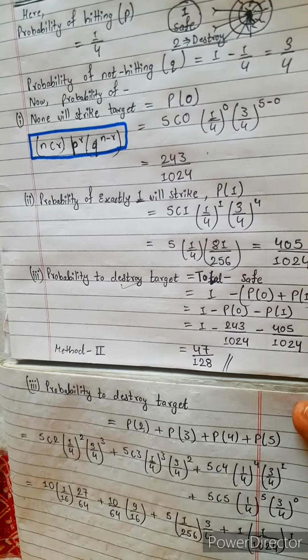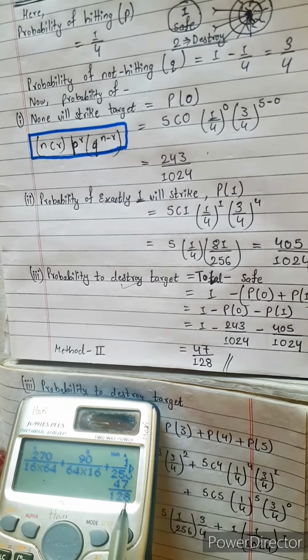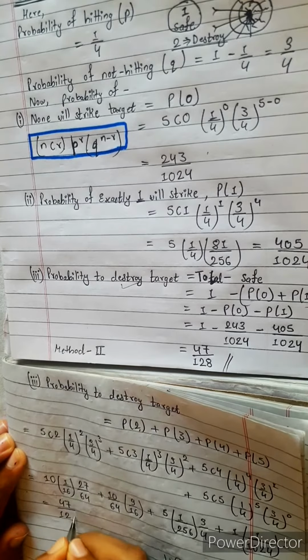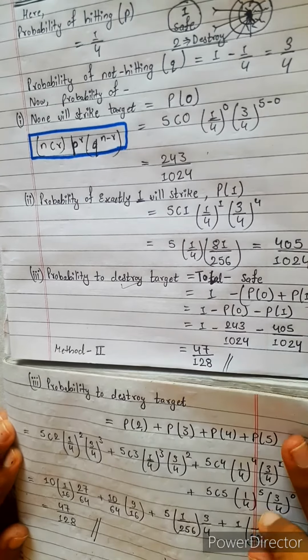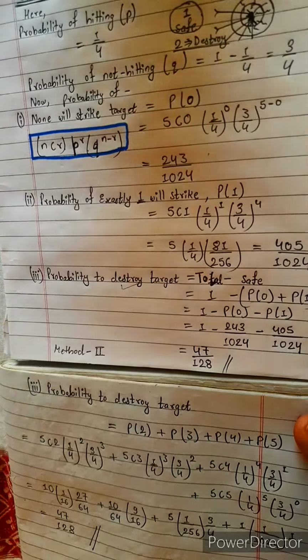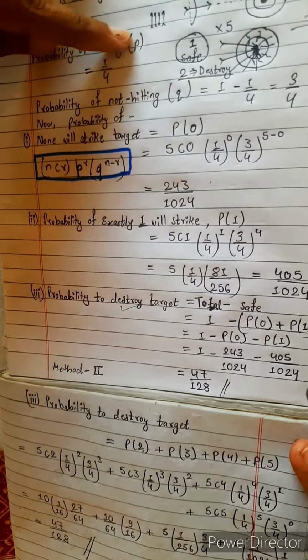Now after this, I will do it directly using a calculator. And look what we have got, 47 by 128. This we got, 47 by 128. So by any method you do, you get the same answer. But you have to understand this concept. What is the concept? Concept is this.